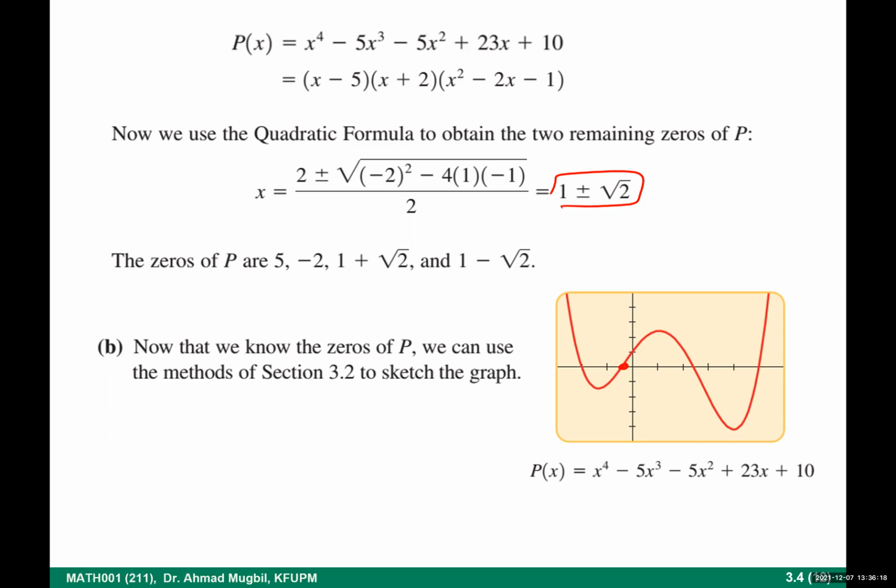It will be above the x-axis or below the x-axis, like x squared plus 1. It has 2 zeros, i and negative i, and it is always above the x-axis. We will see that in section 3.5.